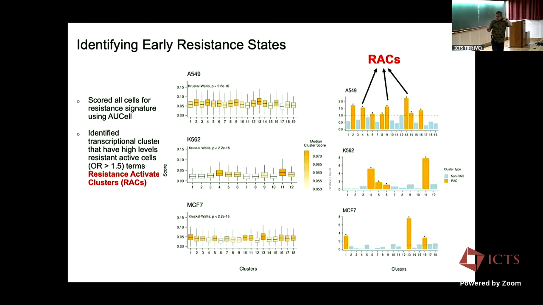Okay, so first things first, we simply took our long-term signature and scored each one of these individual clusters in each of the 3 cell lines. So we see a huge variability in the score, and then based on some simple metric, we called specific clusters RACs, resistance activated clusters, just some random name, because they are enriched for these high scoring cells, high scoring for the long-term resistance. Okay. So we found these many RACs in the 3 cell lines.